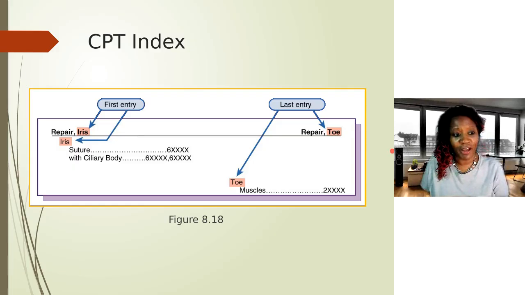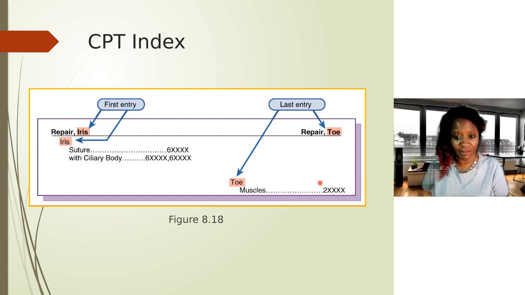So this is a screenshot of the index. So basically it's telling us that we're in the repair section, and the next section is iris. So repair of the iris. And then if you look underneath, it's telling us iris is giving us a code there, suture, and then there's also a range of codes that are listed underneath. Then on the other side, we have repair, and then we have toe. And then we have toe muscles, and then it's giving us a code in which they want us to now go and look up in our CPT manual.